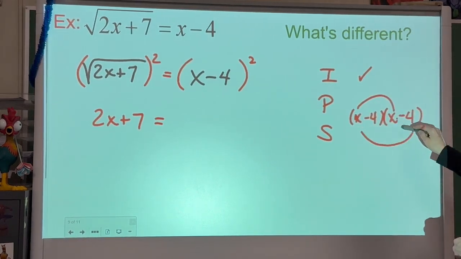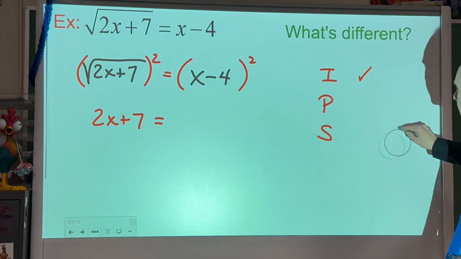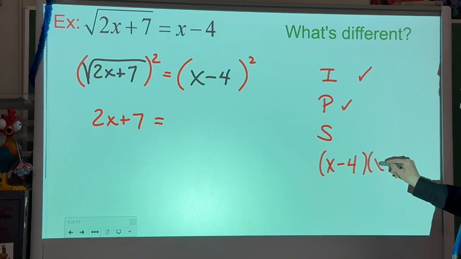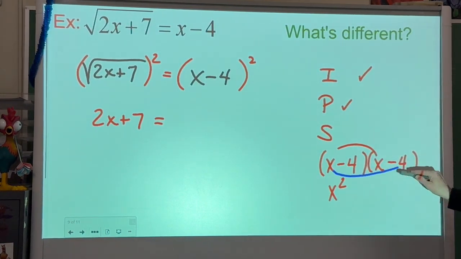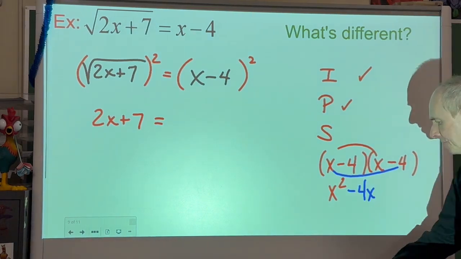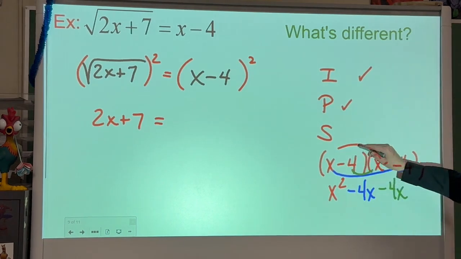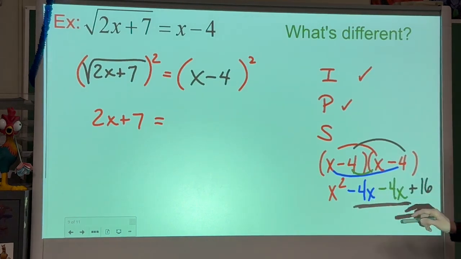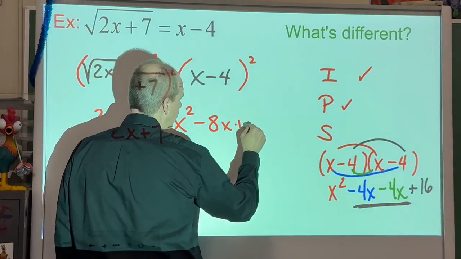You remember the FOIL method? Why don't you pause for a minute and go ahead and FOIL it out. All right, welcome back. Let's see if we got it. X minus 4 times x minus 4. X times x is x squared. X times negative 4 would be minus 4x. Negative 4 times x would be minus 4x. And lastly, negative 4 times negative 4 would be 16. Looking for like terms. There they are. So we get x squared minus 8x plus 16.